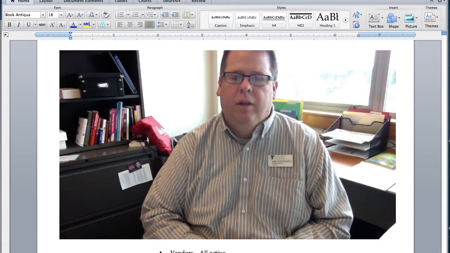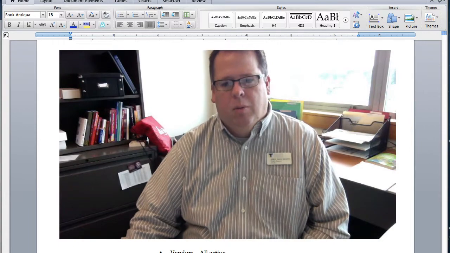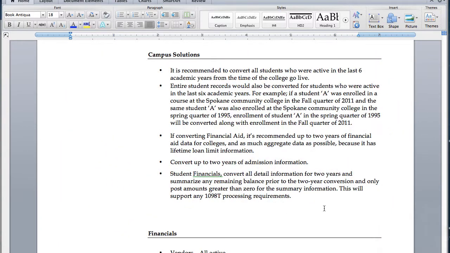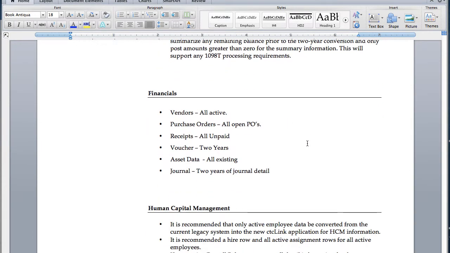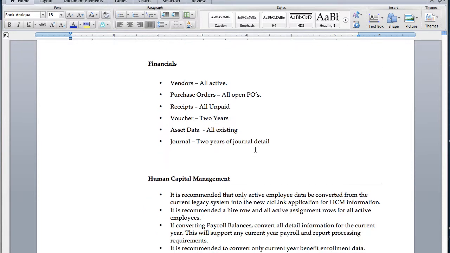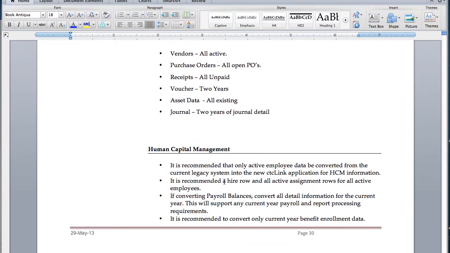And then in the strategy document, one of the interesting things is they talk about how much data will be moved over. And so on the campus solution side, just for an example, student records, they'll move over like 6 years of student records. So if somebody was active within the last 6 years, their data would get migrated over. On the financial side, vouchers, 2 years of vouchers, vendors, all active data. You can see there's different types of data and time frames for that data that'll be migrated over. And on the HR side, they recommend that only active employee data be moved over.